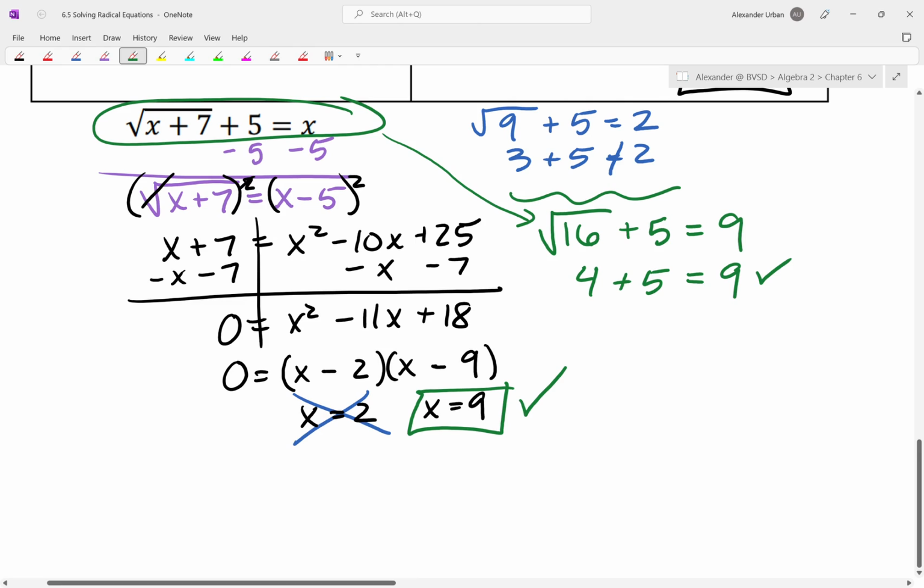So sometimes we'll have two solutions that work, sometimes we'll have one, and sometimes we'll have none. Just is what it is.